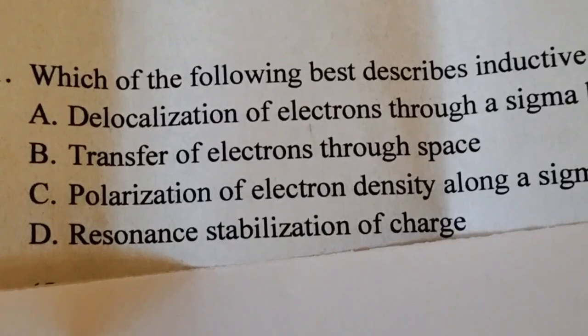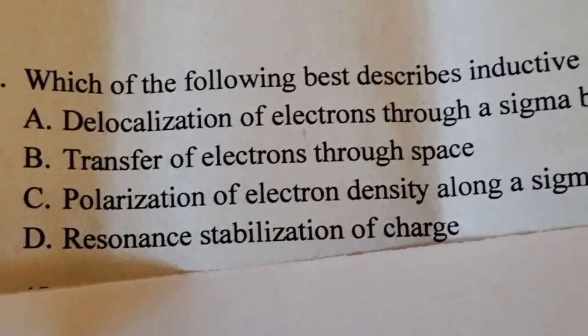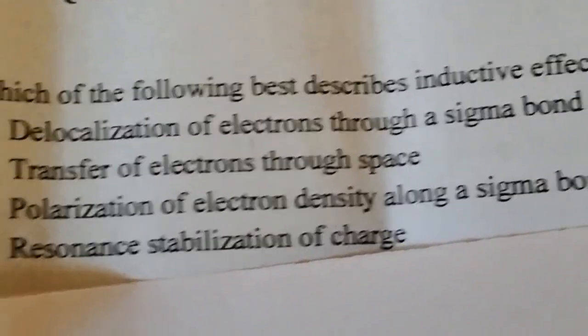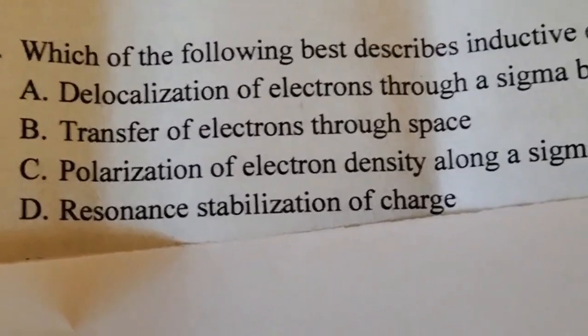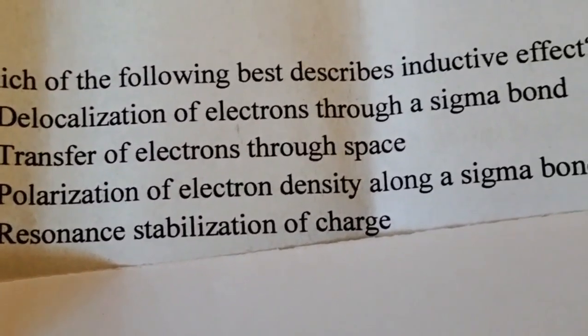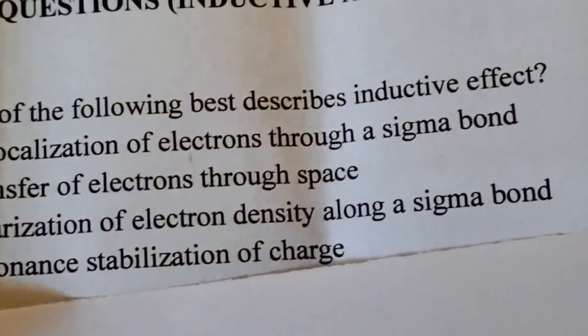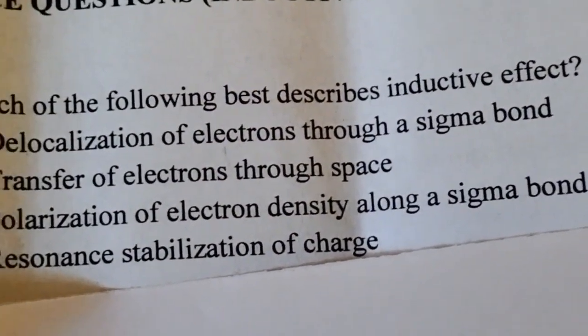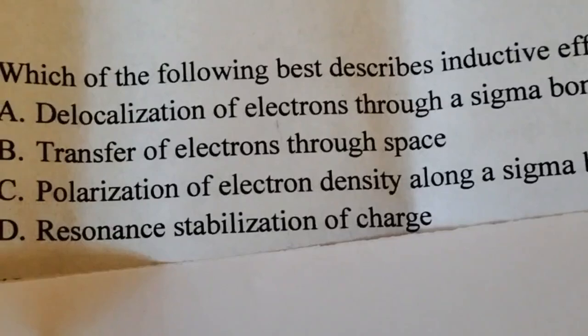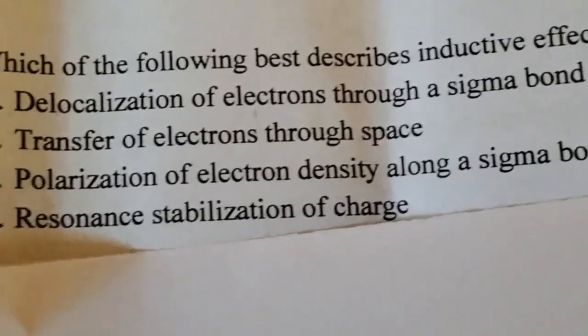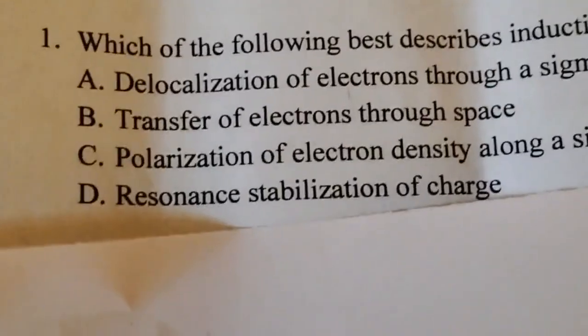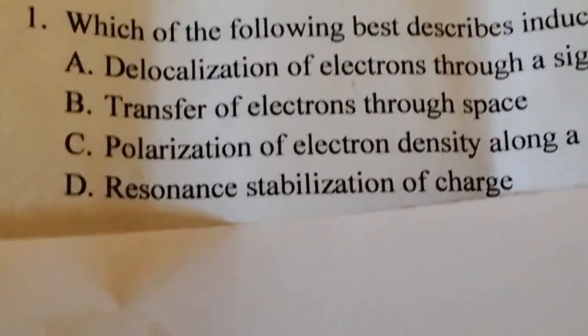A is close to the answer, delocalization of electrons through a sigma bond. And C is also close to the answer, polarization of electron density along a sigma bond. We cannot talk about inductive effect without mentioning polarization, and it must occur along a single bond or sigma bond. So the correct answer is option C. Option C is the right answer to number 1.